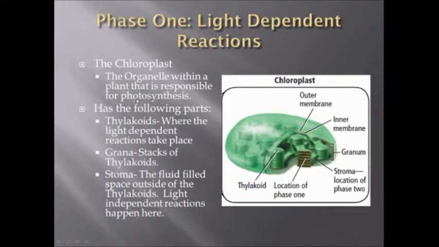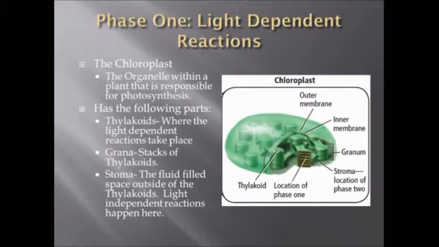The first part's called the thylakoid. The thylakoid is where the light-dependent reactions take place. The thylakoids are these little disc-shaped things. If you look carefully at the image, you see how there's these small little discs right here. These are where all the light-dependent reactions take place. You see how many of these little discs there are. There are quite a few of them. And those are just called thylakoids.